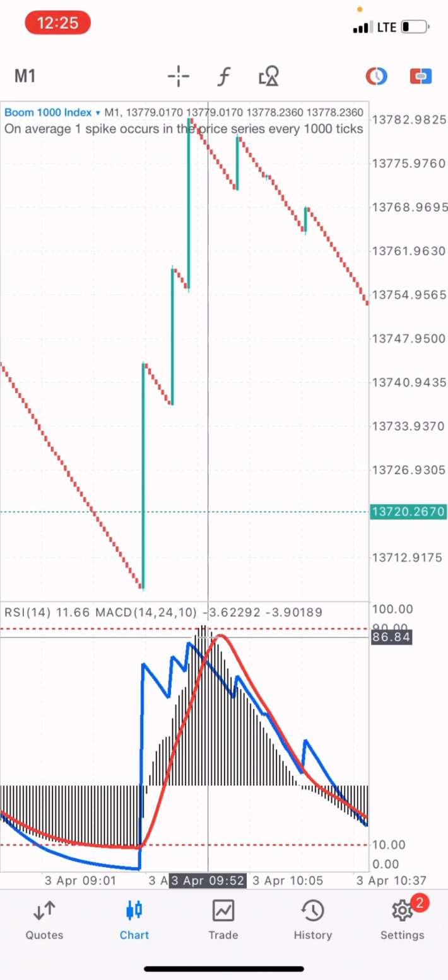So you can see what I'm talking about. The Boom 1000 index, which is the boom market, price continues to sell. All right, then the spike comes through, then it starts to sell again. While on the crash market, the market continues to buy until the crash comes into the market. When the spike comes in, the market continues to buy again. I hope you understand what I'm saying to you guys.